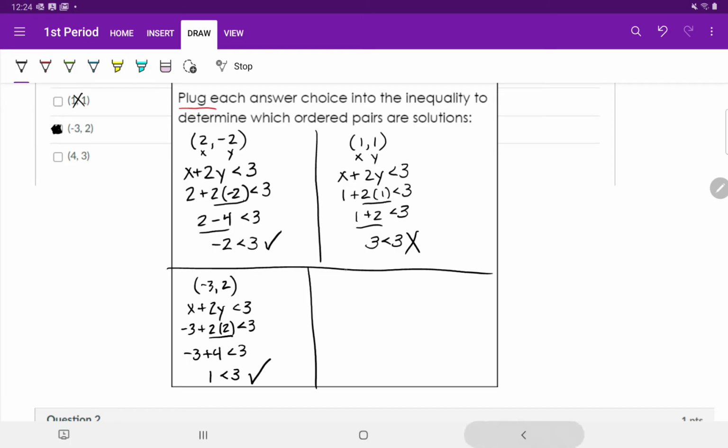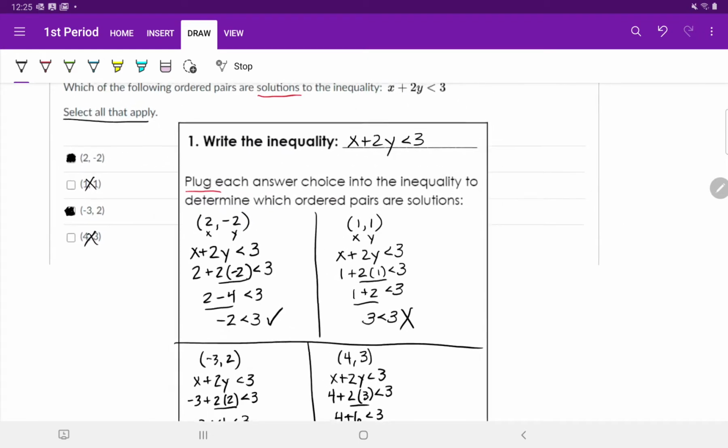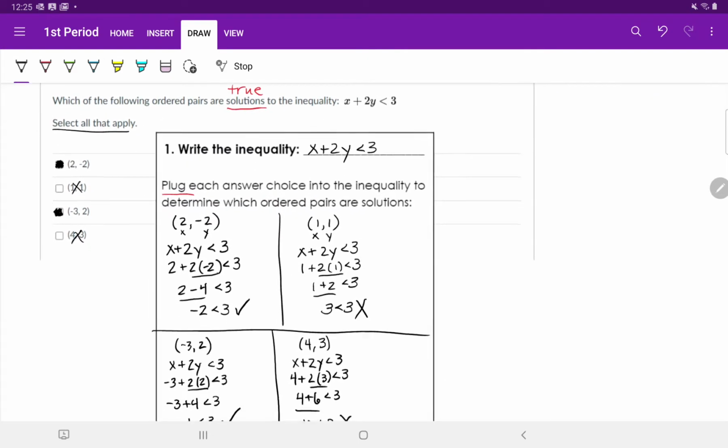And then last one, we need to check (4, 3), and we're plugging that again into x plus 2y is less than 3. So in for x, we're going to put a 4, and in for y, we're going to put a 3. That will simplify to 4 plus 6, which again simplifies to 10 is less than 3. Is that true? Is 10 less than 3? Kind of messed my 3 up there, so I'm going to rewrite it. No, 10 is not less than 3, so this is a no. So we found our 2 solutions for number 1, and that's all you need. Make sure you show your work on this one.